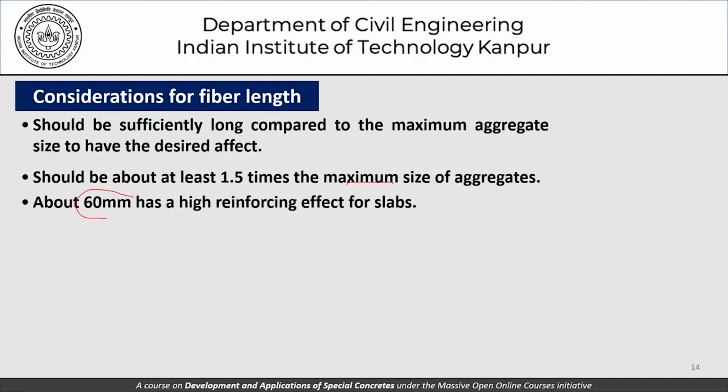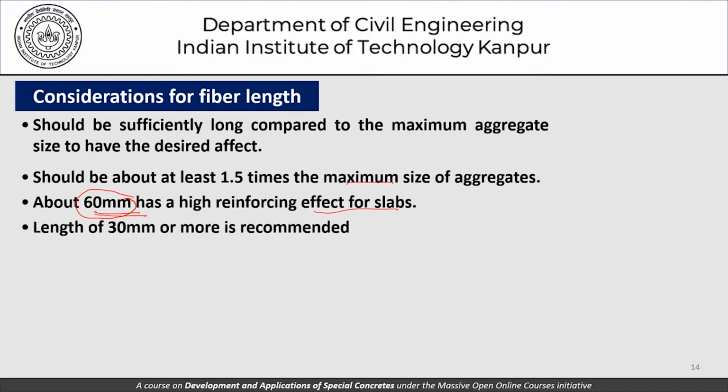About 60 mm fiber length has a high reinforcing effect for slabs. Remember that in order to accommodate 60 mm length of fibers, the workability and the placeability demand on the concrete would be fairly high. We can get away with it in slabs because the reinforcement is not very dense, and the kind of concrete that we would have with 60 mm length fibers can be still used in slabs, but that may or may not be so easy or so simple to use if it were beams, which have much more reinforcement than slabs.